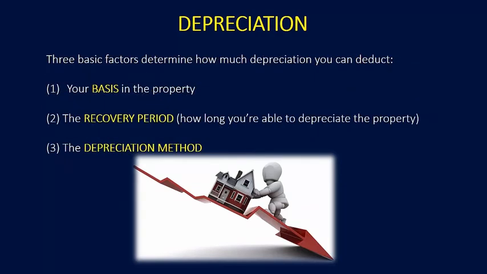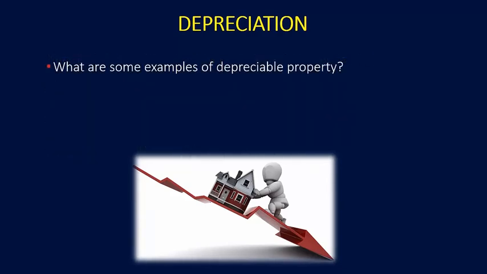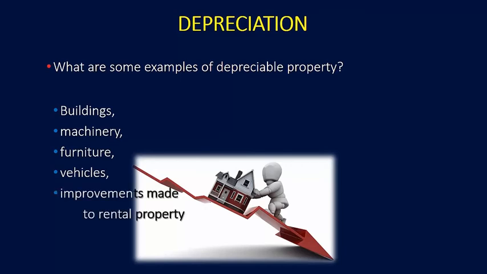Three basic factors determine how much depreciation we can deduct: basis in the property, the recovery period, in other words, how long you're able to depreciate the property, and what's called a depreciation method. So what are some examples of depreciable property? Well, there's buildings, machinery, furniture, vehicles, and improvements made to rental property.